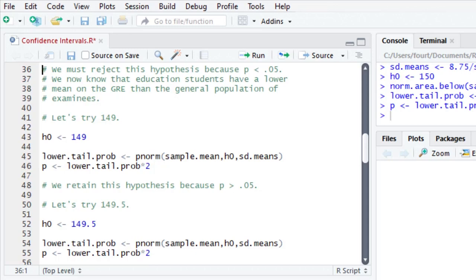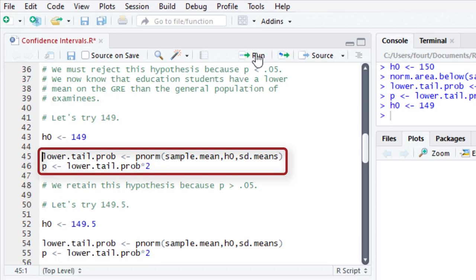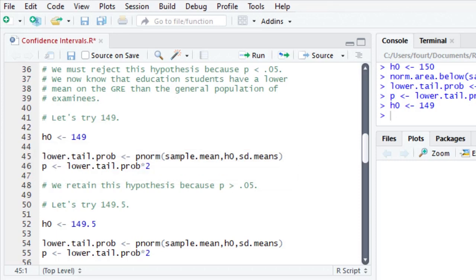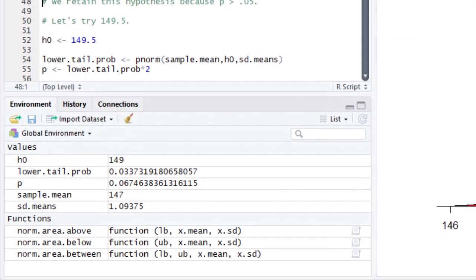Let's try this again, setting the null hypothesis at 149. I'm going to again use the same commands I used before. The only thing that's changing is the null hypothesis. So when I run the pnorm command, it will use a new normal distribution with a new mean, but the same standard deviation, the standard deviation of means. This time the p-value is 0.067. That's greater than 0.05, so we'll retain this hypothesis of 149.